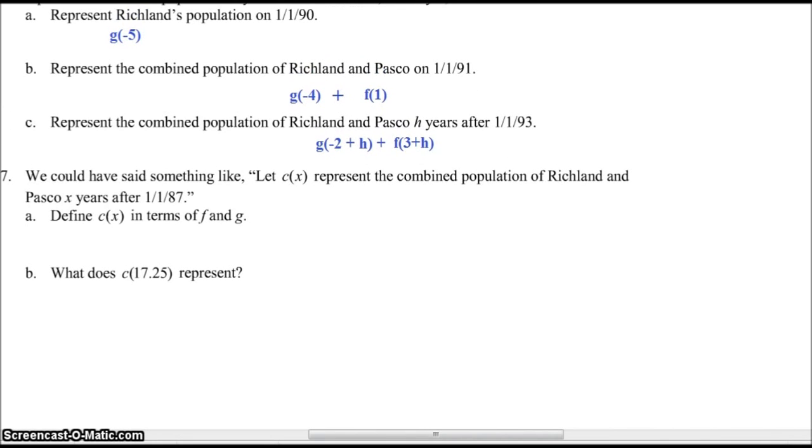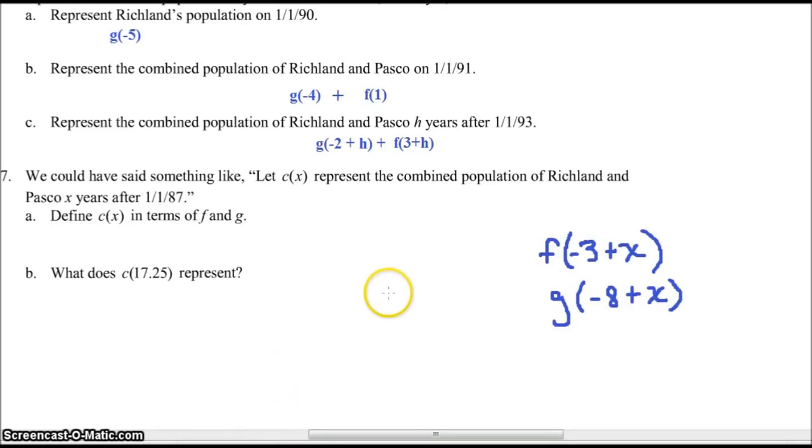Number 7 says we could have said something like, let C of x represent the combined population of Richland and Pasco x years after 1/1/87. Part A says define C of x in terms of f and g. Okay, this problem you'll have to think about for a minute. So I went off and did some side work over here.